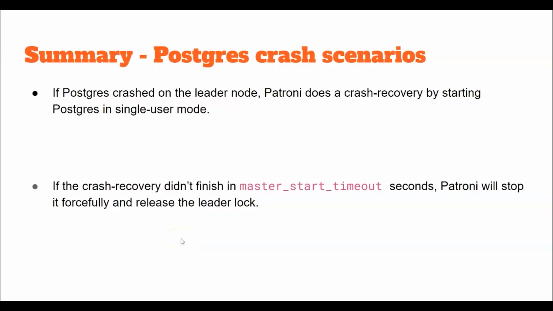So here is a summary of what happens when Postgres crashes. If Postgres crashes, Patroni does crash recovery and it starts Postgres. But in the event it cannot start, right? There is a variable called master start timeout. So it waits until that time, and after that, Patroni is going to stop it forcefully and release the leader lock. So this one we have shown in scenario 1 and this one in scenario 2.